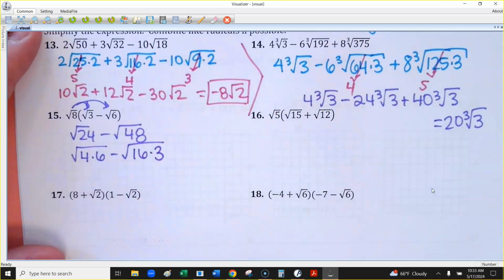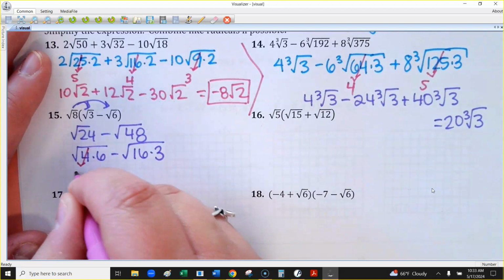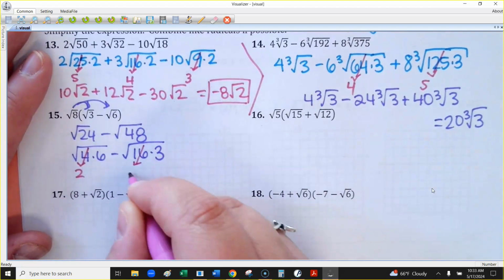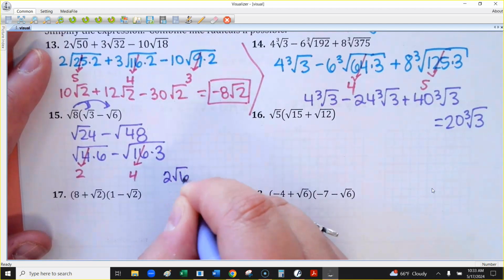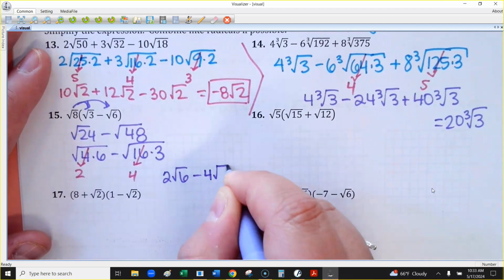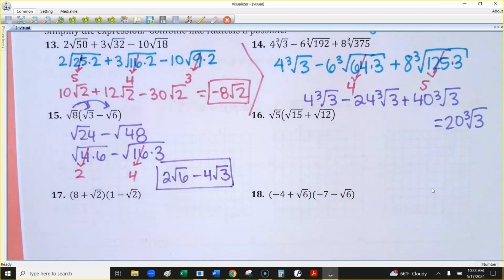All right, these are not going to be like radicals, but they can be simplified. So this first one, I'm going to pull out a 2. The second one, we're going to pull out a 4. So my answer there, I would have 2 roots of 6 minus the second one would be 4 roots of 3. We can't go any farther than that because what's under the square root is not the same.